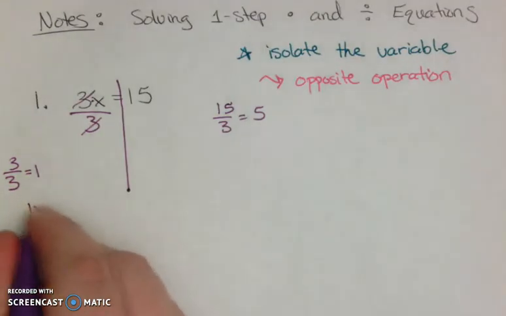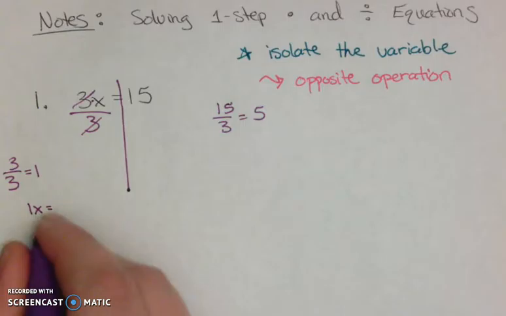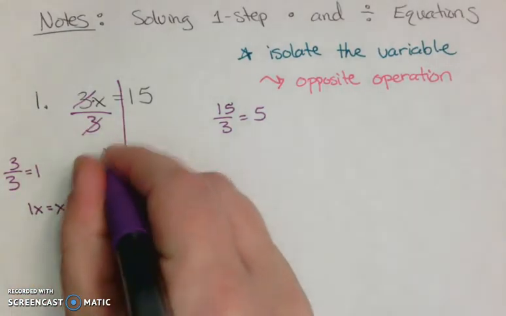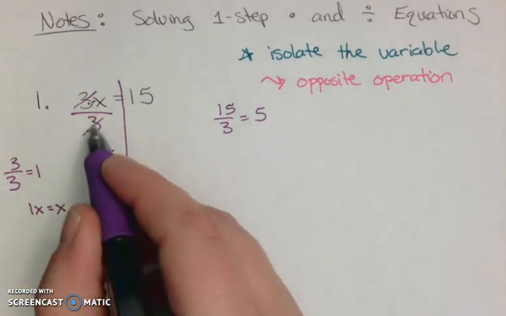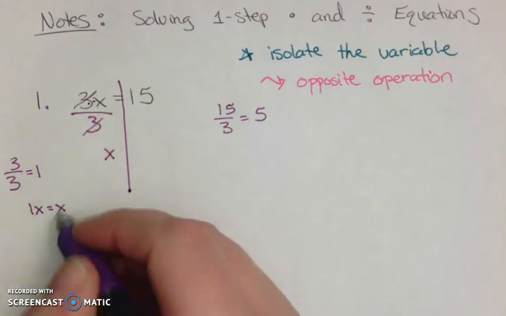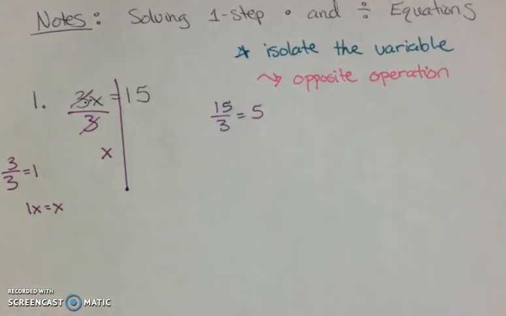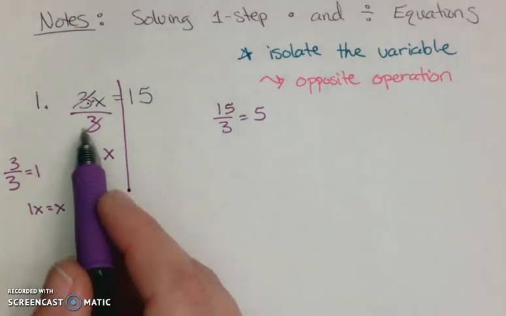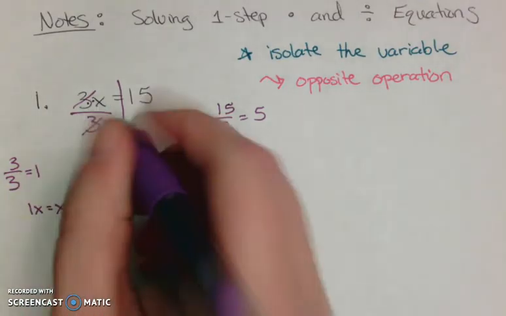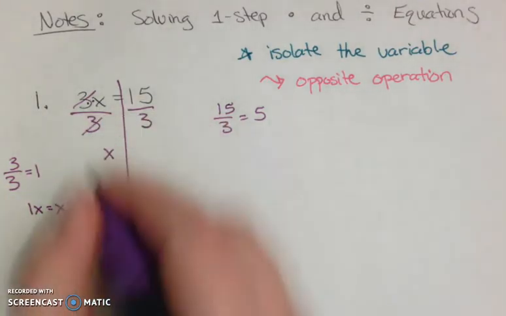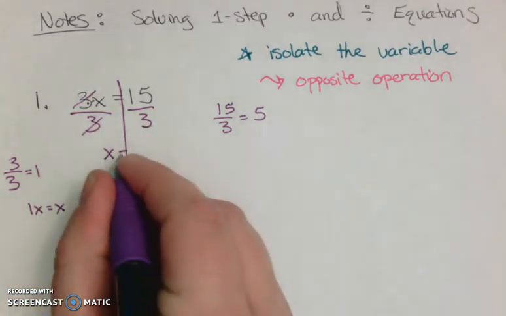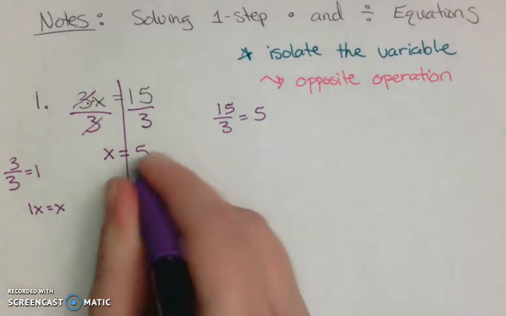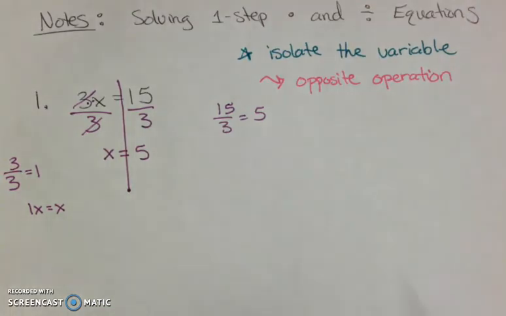I'm left with just 1x. And 1x is just x. We can write it as just an x. So that's why we're left with just an x on this side, because 3 divided by 3 is 1, and 1 times x is x. But I have to balance my equation. If I divide by 3 on this side, I have to also do it to the other side. So I divide this by 3. Bring down my equal sign. 15 divided by 3 is 5. So x equals 5, like we knew.